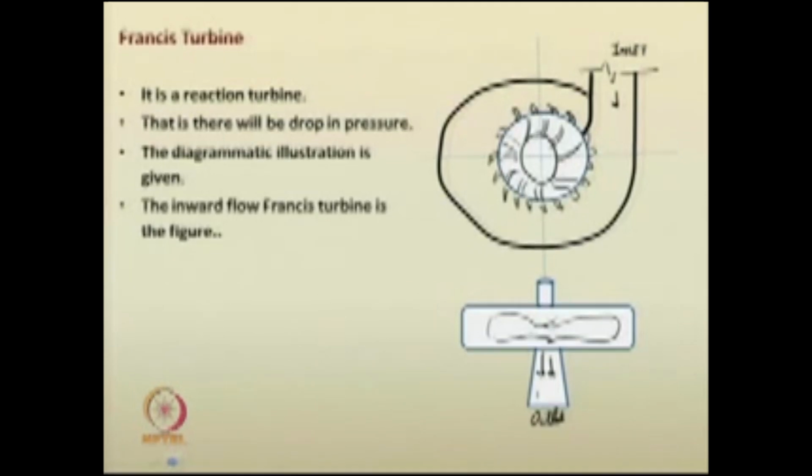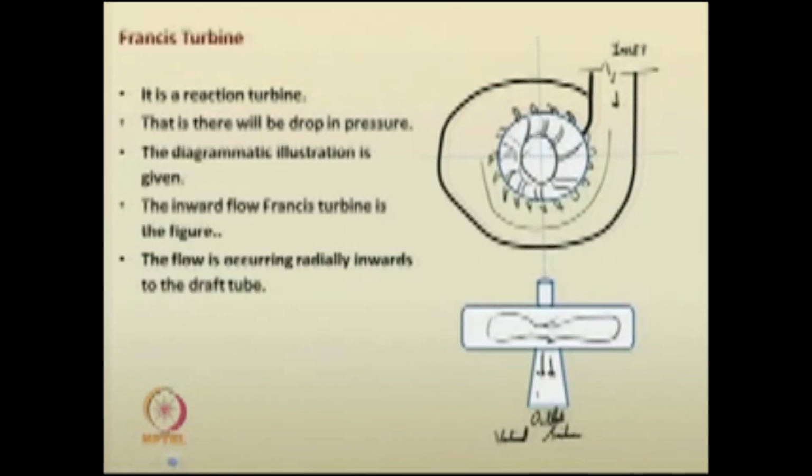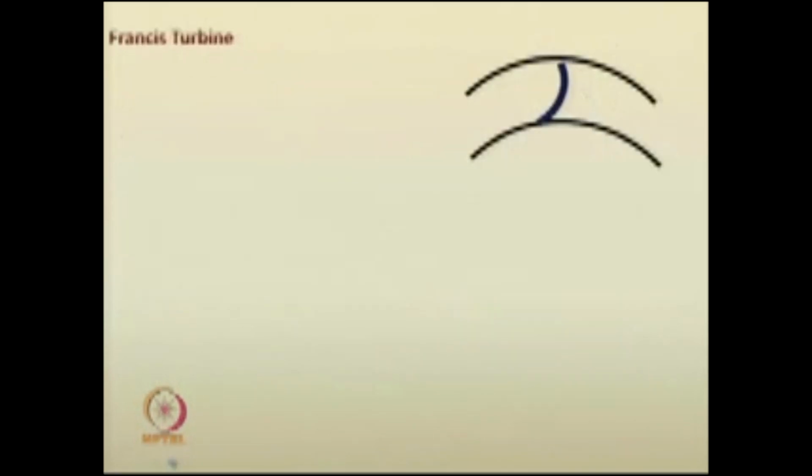The inward flow Francis turbine is shown in the figure. We have just given an inward flow. Here you can see it is coming like this and flowing like this, it goes inward and exits. This is the vertical section, the cut section like this. The flow is occurring radially inwards to the draft tube. It is called the draft tube.